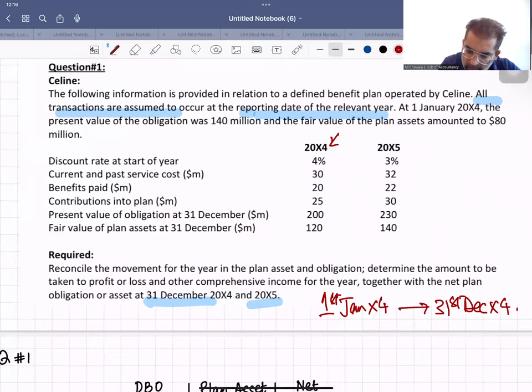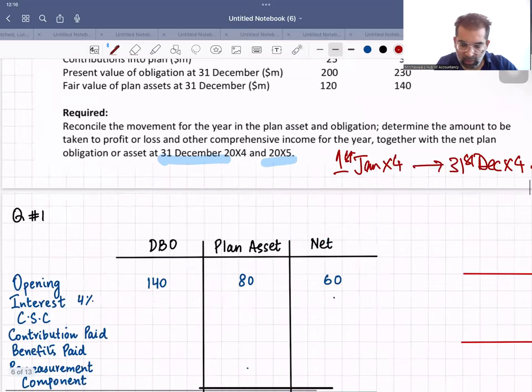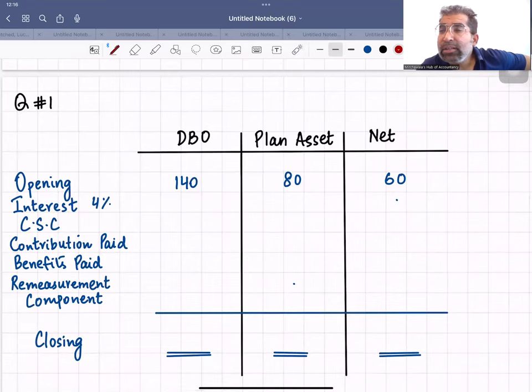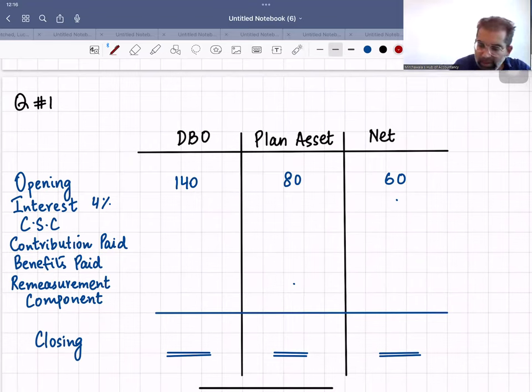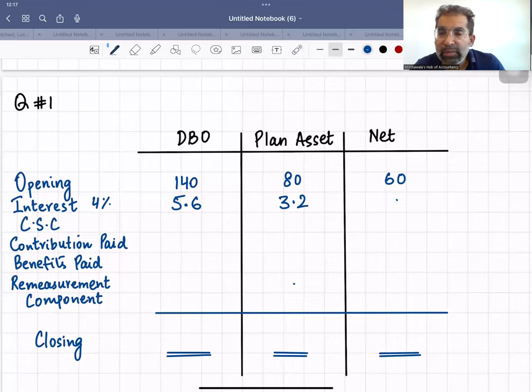Now there is an interest rate of 4%. You can see an interest rate of 4%. So obviously on the liability, we need to calculate interest expense, and on the asset, we need to calculate interest income. 140 is the opening balance. So 140 multiplied by 4% is, I think, 5.6. Still, let me check. Okay. And 80 multiplied by 4% is 3.2. So here you have interest expense. On the other hand, you have interest income.